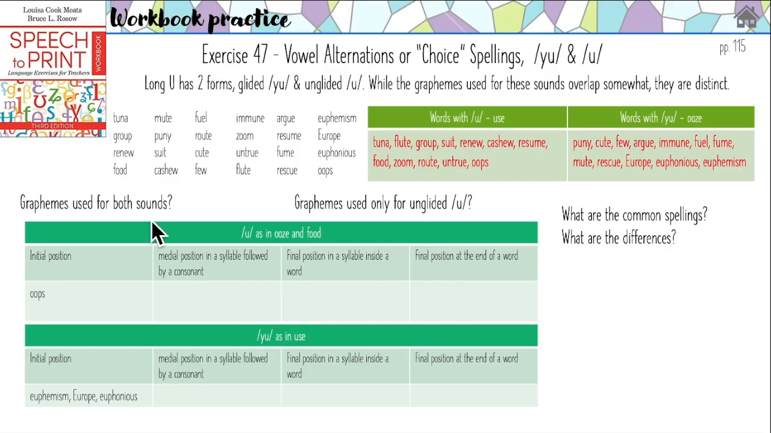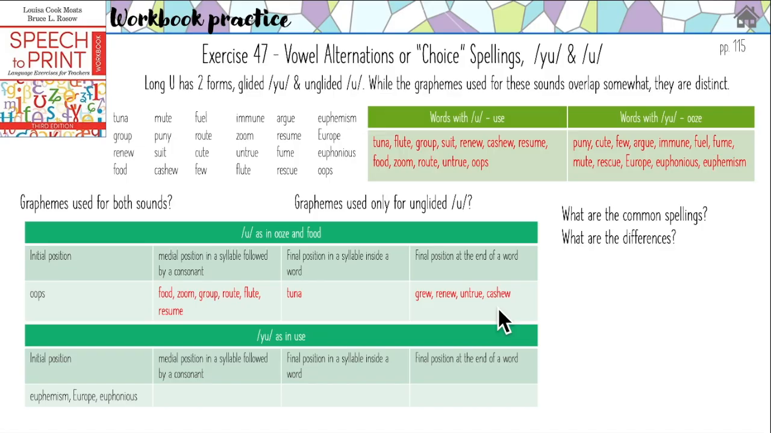Graphemes used for both sounds. We have oo as in ooze and food, u as in use. So in the initial position, oops. In the middle of a syllable, followed by a consonant: food, zoom, group, root, flute. Final position in a syllable inside of a word: tuna. And then final position at the end of a word: grew, renew, untrue, cashew.